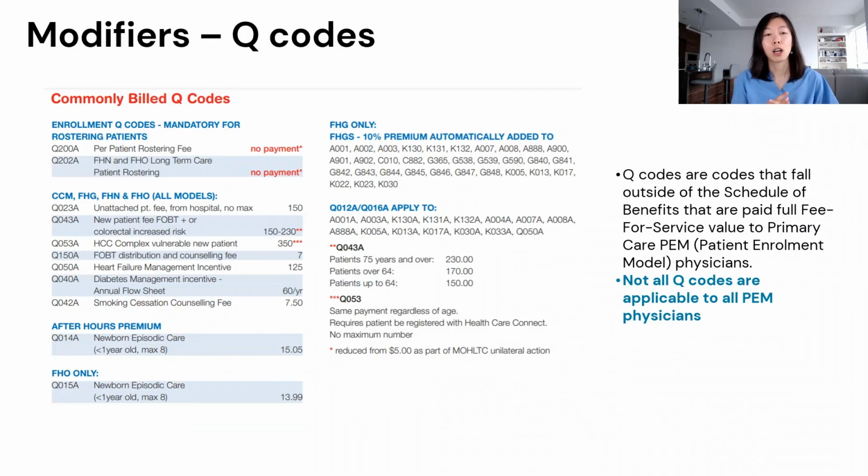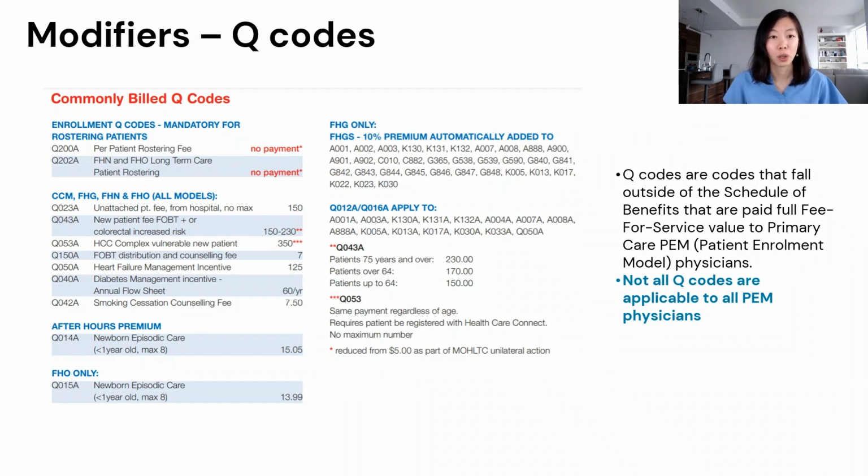So I've talked about a lot of Q codes, and Q codes, also known as modifiers, are codes that are paid specifically to doctors working in these patient enrollment models, but not all of them. For example, some of them might apply to FHO, some of them apply only to FHGs, as you can see here. And so, this can be a bit confusing to people, right? And that's why I had that specific FHO billing lecture all on its own.